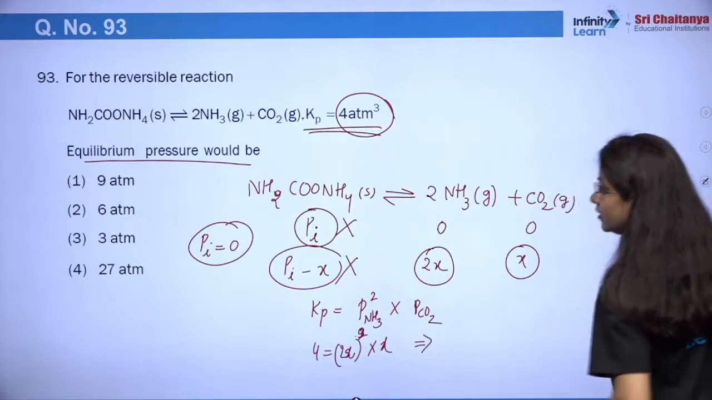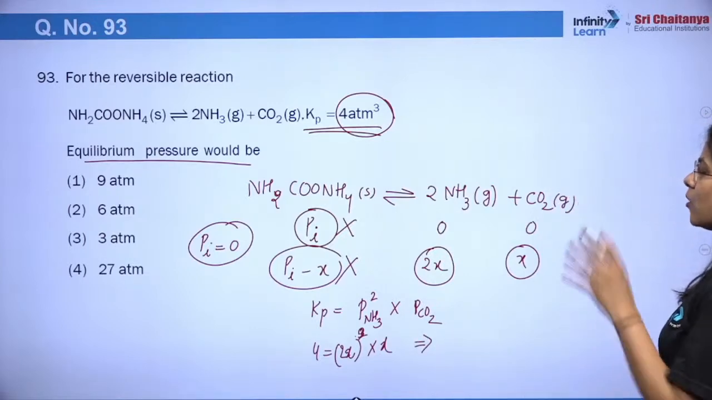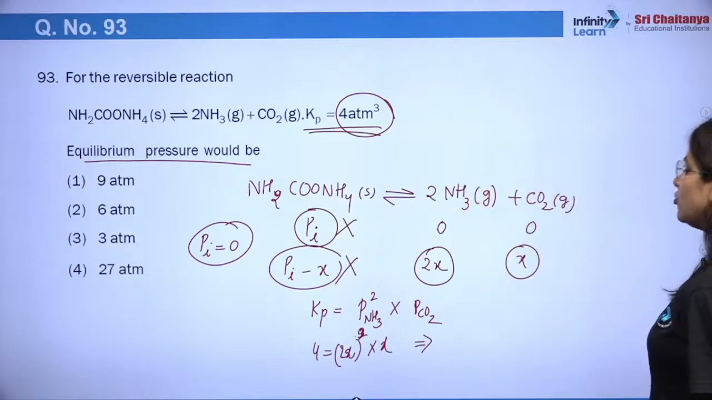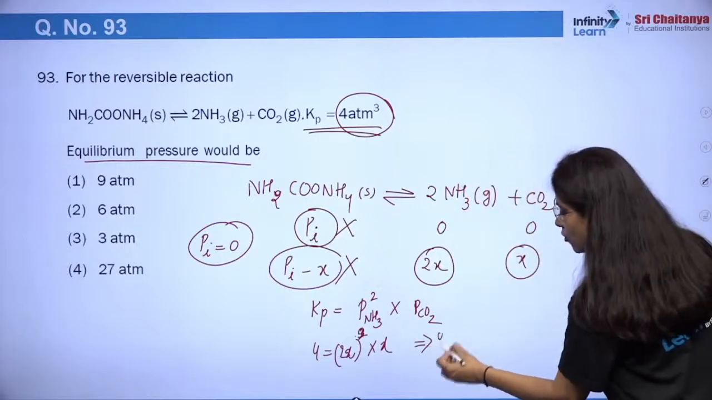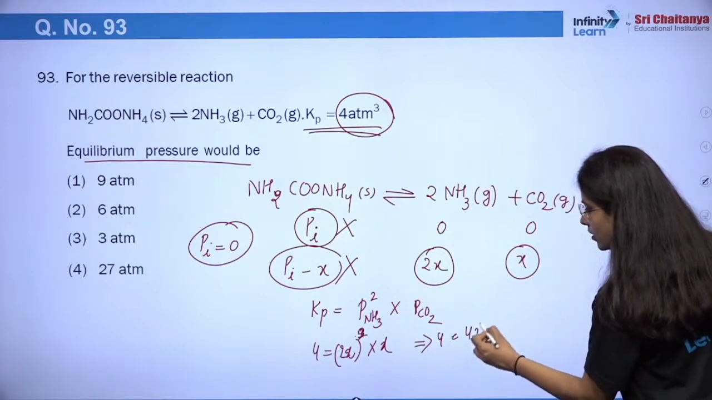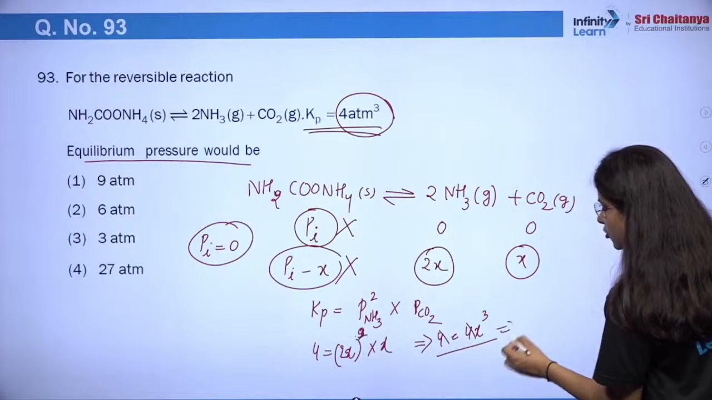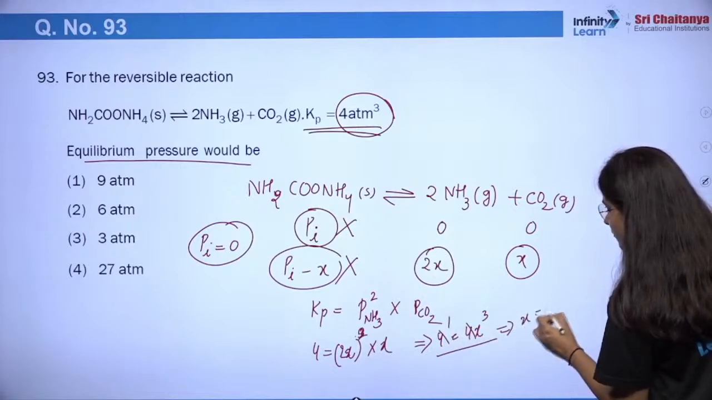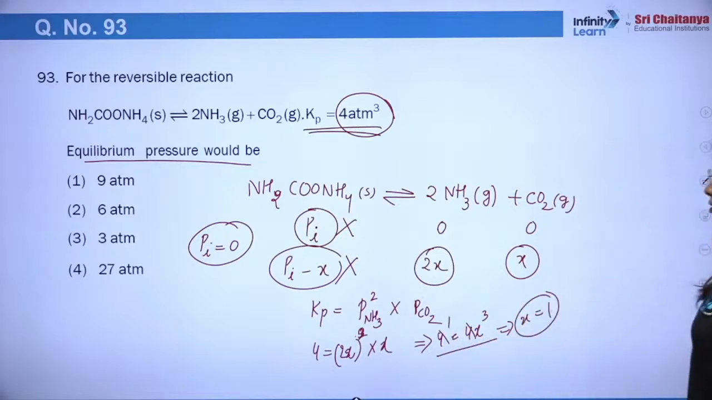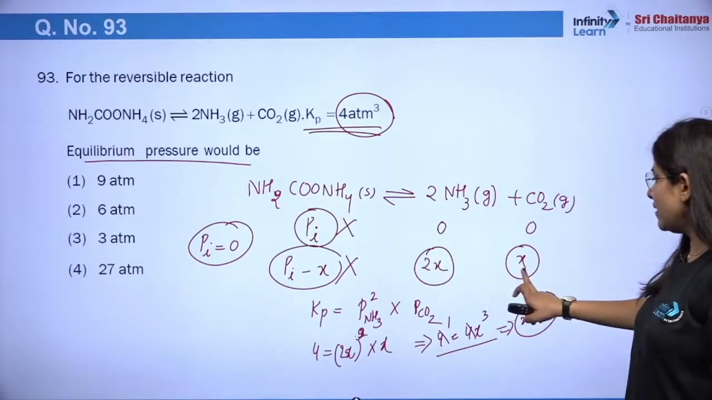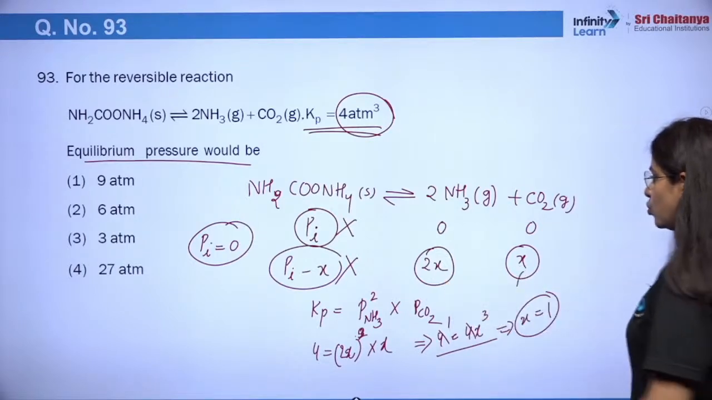So this will be what? Again, are they talking about any volume? No. So it will be 4 is equal to 4x cube. So x cube will be 1, so x will be 1. So from here I can see what is x, this is 1 and this is 2.